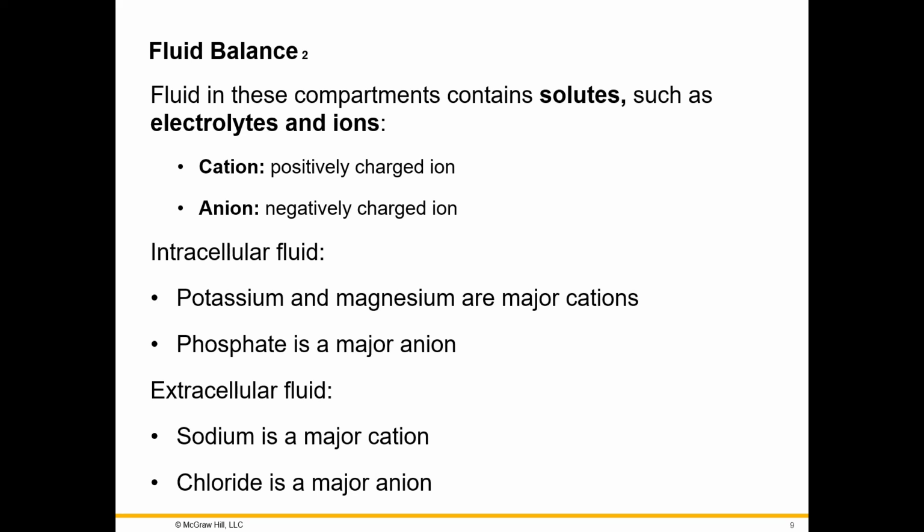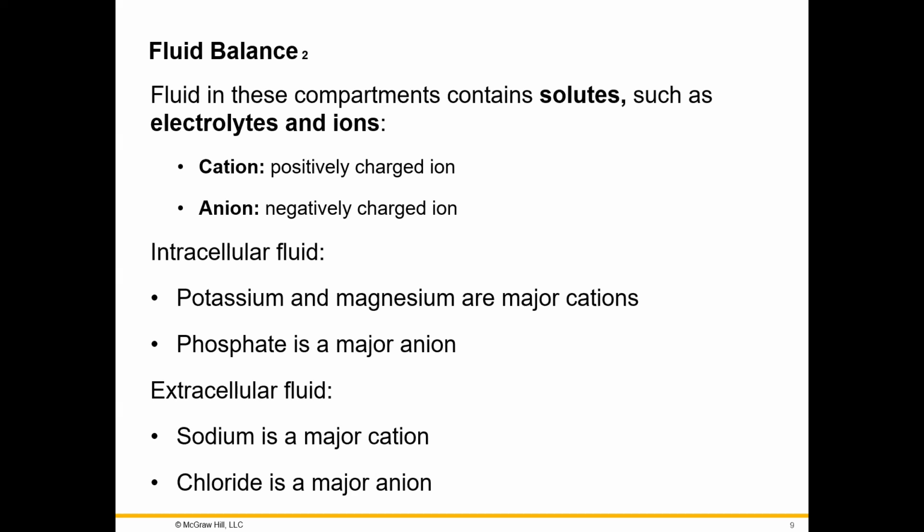In intracellular fluid, which is again the fluid found inside the cells, the major cations to worry about are potassium and magnesium. Those are essential for various cellular functions we'll talk about, including muscle contractions and nerve signal transmission. The major anion in the intracellular fluid is phosphate, which is vital for energy production and cell signaling.